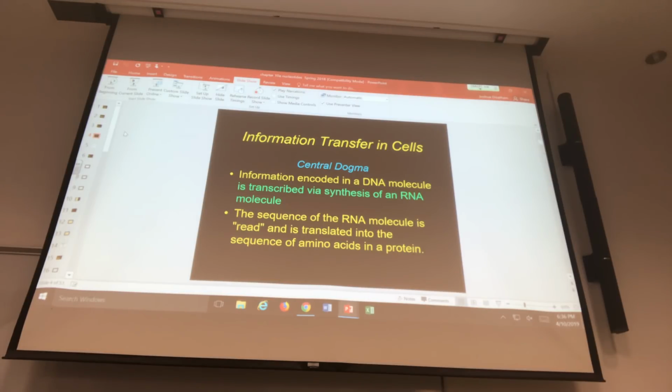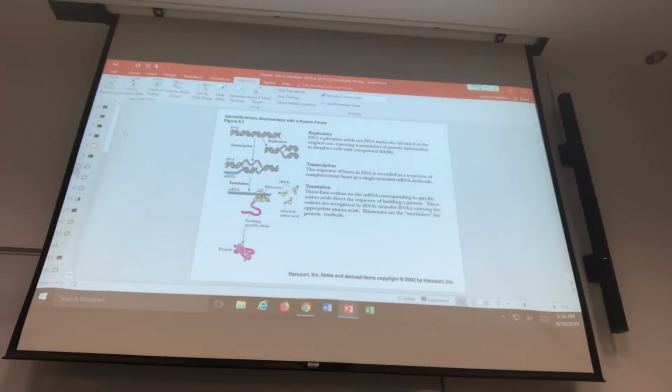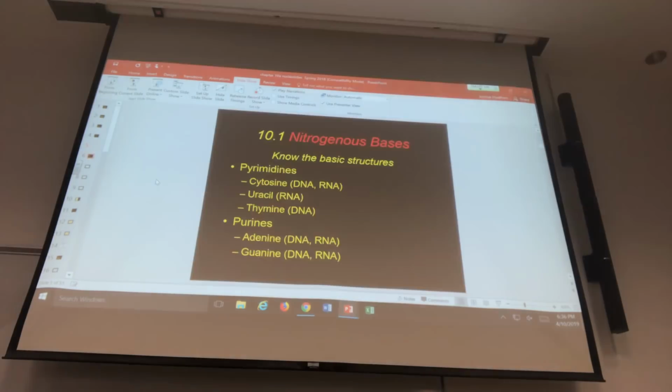So, central dogma of molecular biology. I'm not going to go over it in detail because it's pretty straightforward. You guys should have been studying it already. Basically, there's a couple different components here. You have DNA, RNA, and protein. DNA replicates itself. You're able to transcribe DNA into RNA, and you can translate RNA into proteins. So, the goal of 10A is to go over nitrogenous bases, nucleosides, and nucleotides.